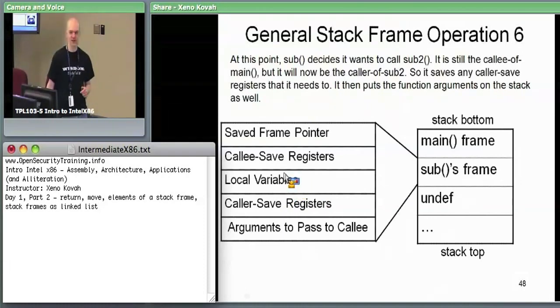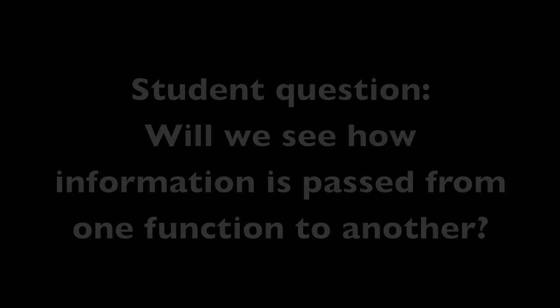I guess in some of our sample code, we don't even have local variables. So you may not even see local variables. You may not see callee save things. You may not even see a frame pointer. So it's possible to have a completely empty frame. But generally speaking, this is the maximum stuff that you can actually expect to see in any given frame. So any questions about this thus far?